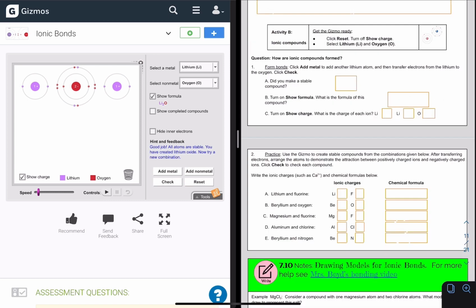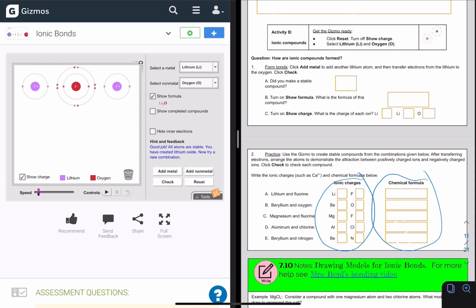And we're going to move on to number 2 where it says practice. So we're going to use the gizmo to create stable compounds from the combinations given below. After transferring electrons, arrange the atoms to demonstrate the attraction between positively charged ions and negatively charged ions. Click check to check each compound. We're going to write the charges in these boxes here, and then the chemical formulas in these boxes here.